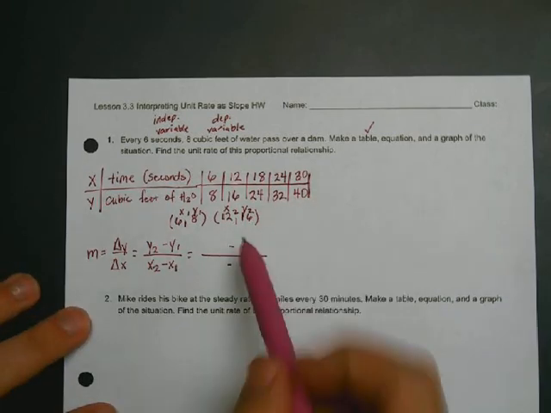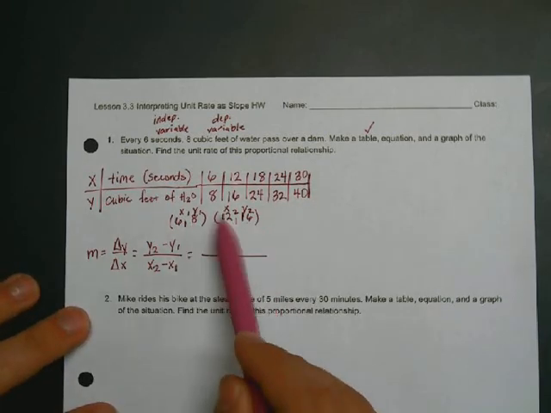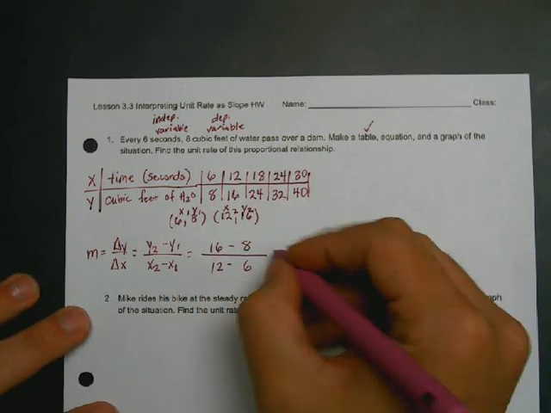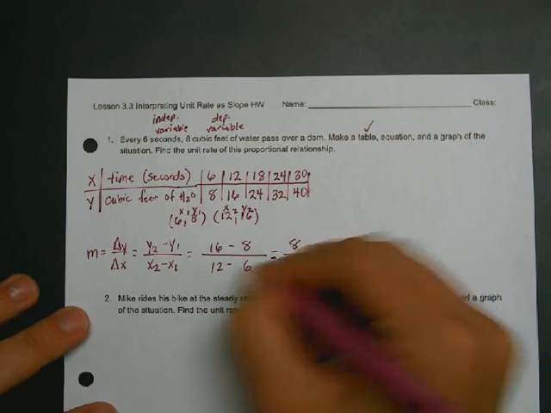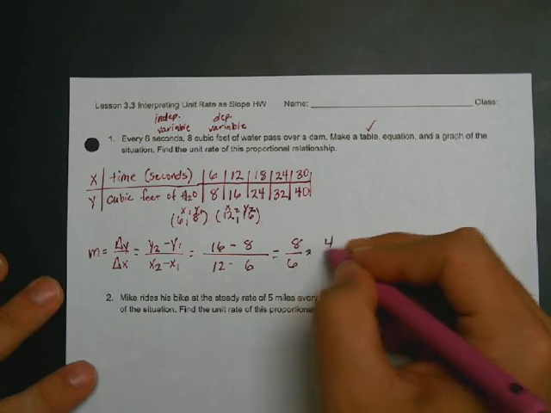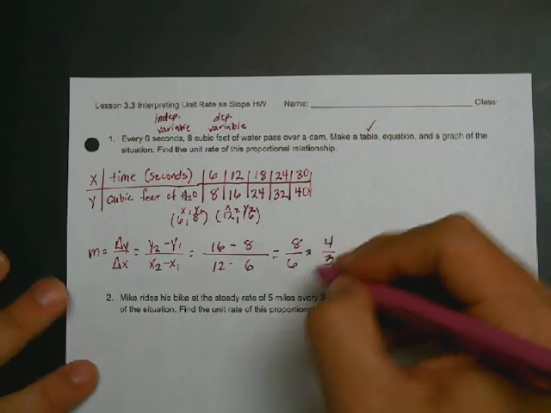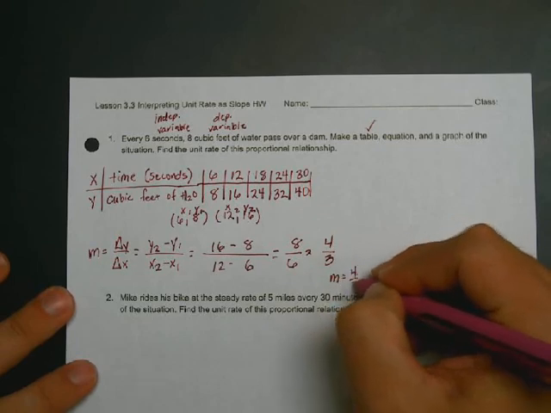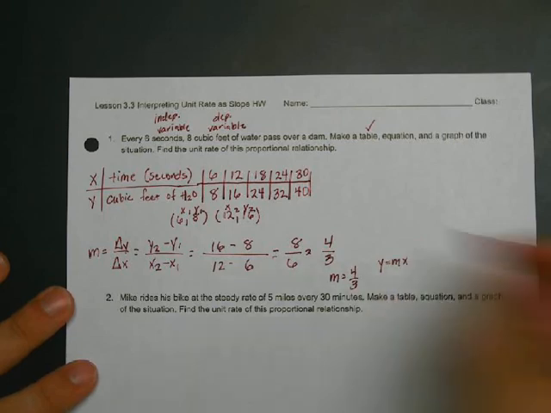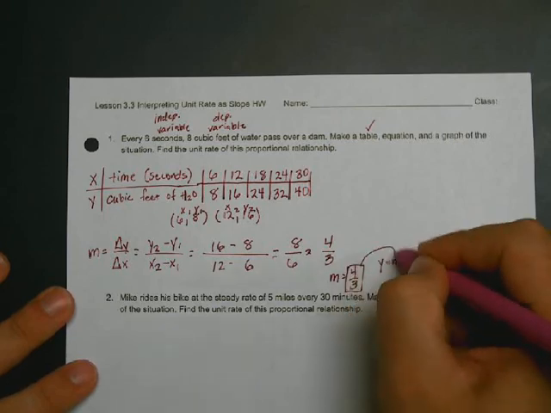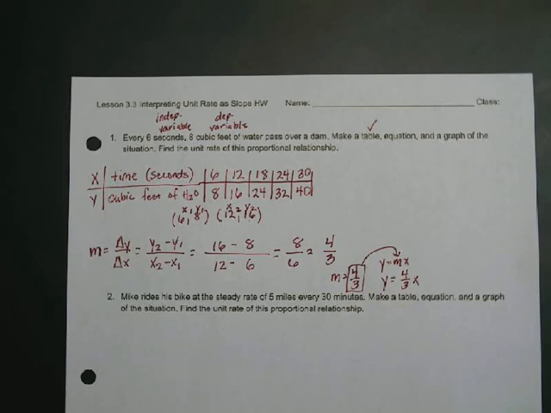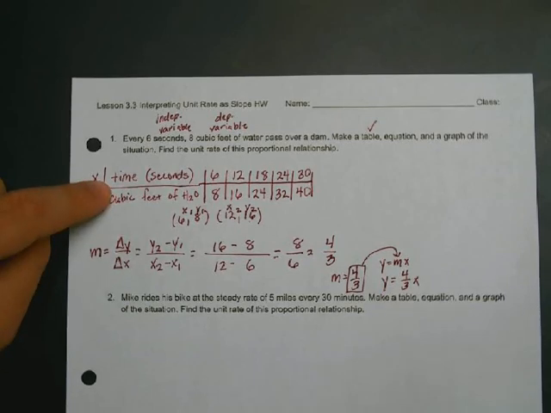Some of you picked up this shortcut: you just do this minus that and that minus that. So it's 16 minus 8 and 12 minus 6. 16 minus 8 is 8. 12 minus 6 is 6, which can be simplified. 2 will go into both of them. 2 will go into 8 4 times, and into 6 3 times. So my m is 4/3. If you remember, the equation is y equals mx. Now we substitute this m in to get our equation: y equals 4/3 x. So I have my table, I have my equation, check mark.